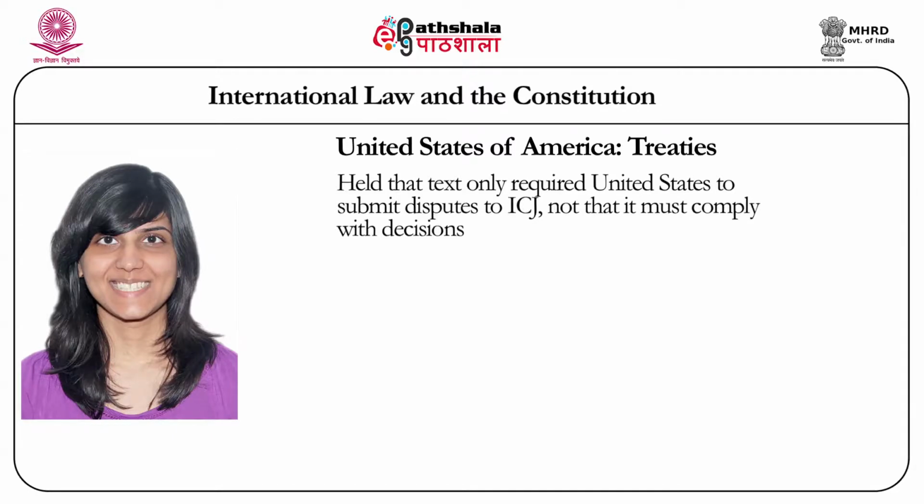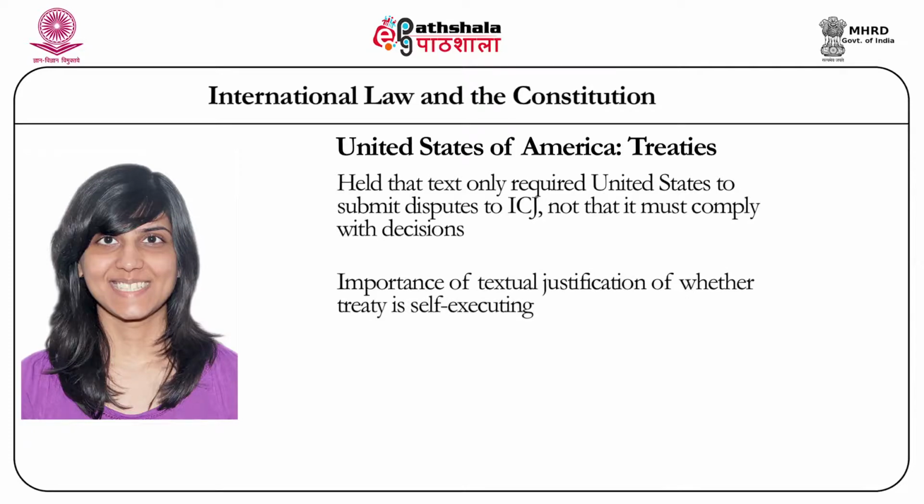According to the majority, therefore, the text of the treaty was paramount in determining whether the treaty was self-executing or not. The text of the treaty had to be explicit in conveying an intention of self-execution. Since this intention was not present in the text of either the Vienna Convention or the optional protocol, United States courts were not bound to automatically enforce the decisions of the ICJ.